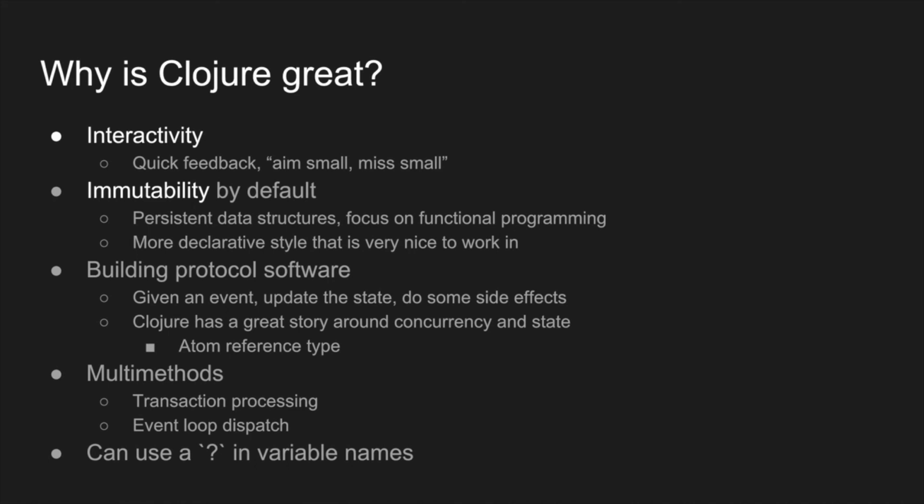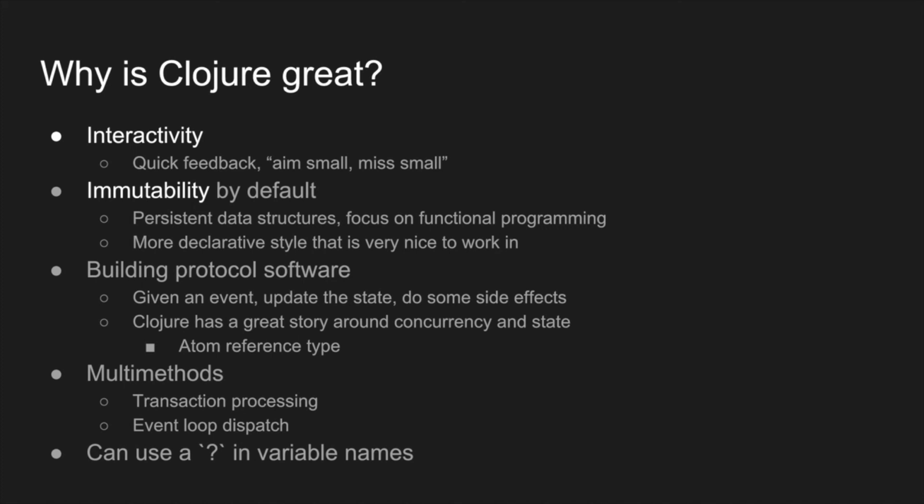Stuart Halloway has this saying, "aim small, miss small," which I think makes a lot of sense here. Conceptually, you have immutability everywhere, which is great. If you haven't programmed in an immutable programming environment, you should check it out, because there are so many things you don't have to worry about when this is the default. It's great for building protocol software, because you can imagine this functional loop: I have an event that has some effect on the state, which yields more effects, maybe like writing to the network.